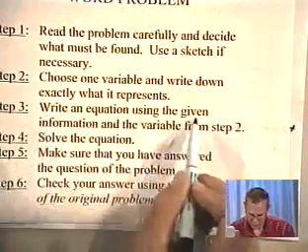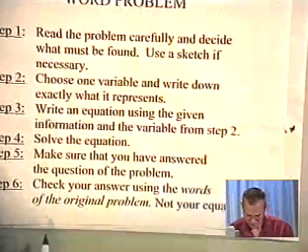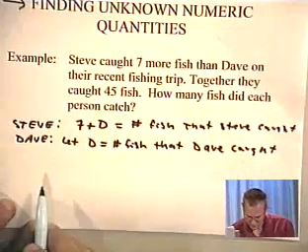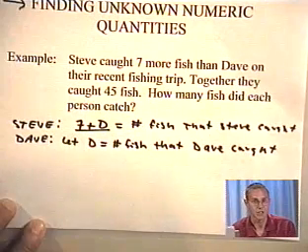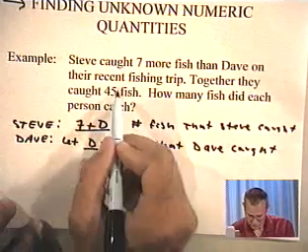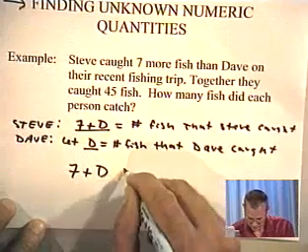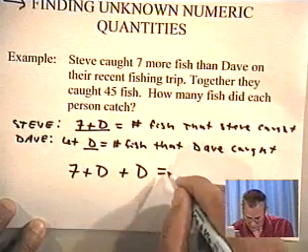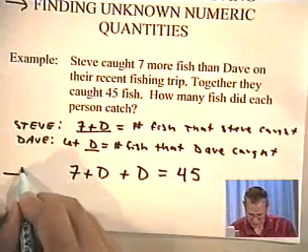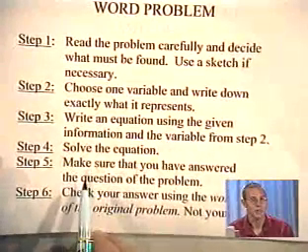Now, we want to write an equation using the given information defined in step 2. Together they caught 45 fish. Well, if Steve caught 7 plus D fish and Dave caught D fish, then Steve's fish plus Dave's fish should equal the total. 7 plus D, which is Steve's fish, plus D, Dave's fish, equals 45. So we've got the equation, and now we need to solve the equation.